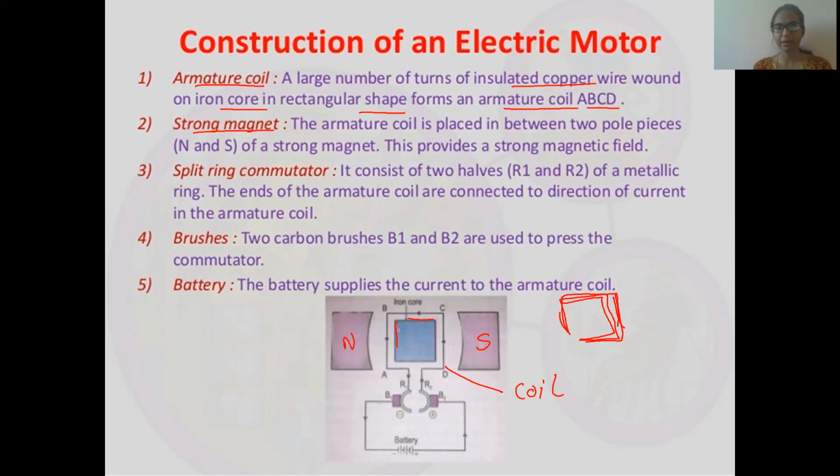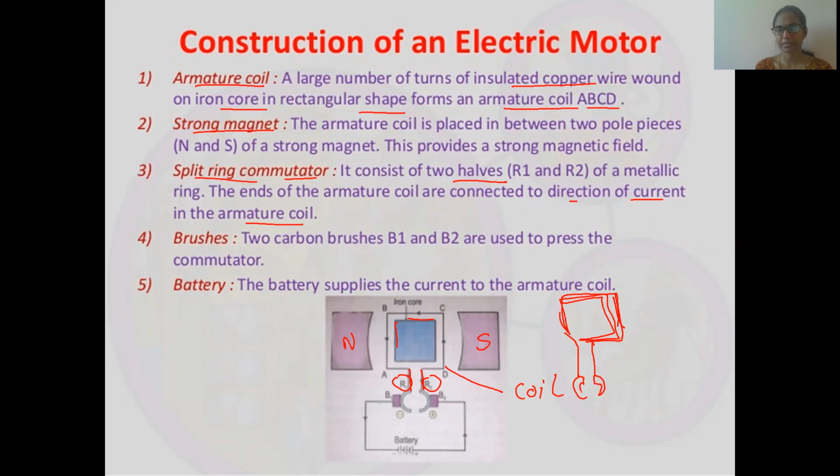The two free ends of that insulated wire will be connected to the rings. The split rings of a commutator consist of two halves. You can see here R1 and R2, the two metallic rings. They are actually the end points. The ends of the armature coil are connected to the two split rings like this.